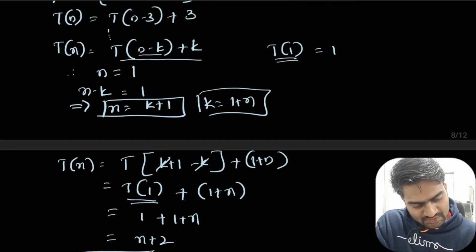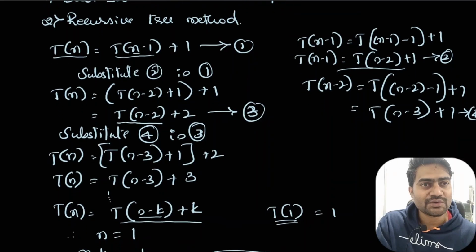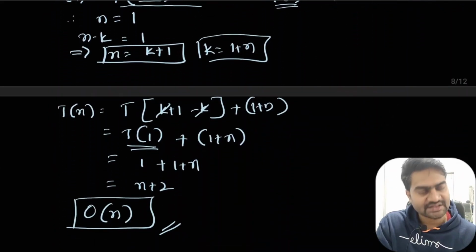Okay, so this is using the back substitution method. What we do is try to figure out how a particular time function can be generalized. Generalized in the sense that it should be expressed in terms of n and k. Then finally, we will substitute n and k values to get the final order of the particular algorithm. So this is using the back substitution method.